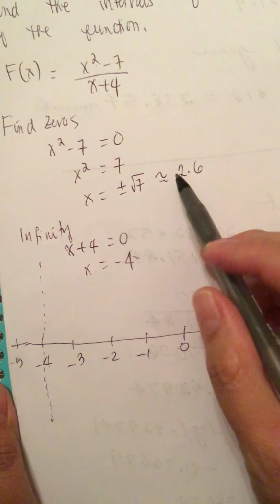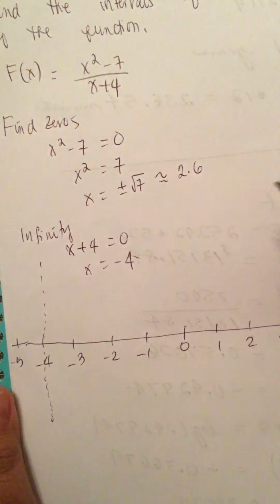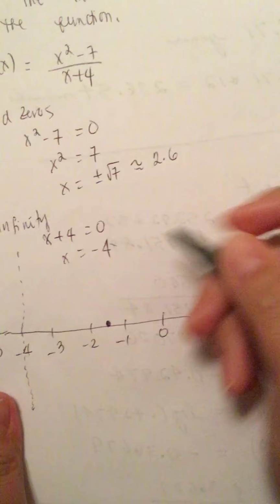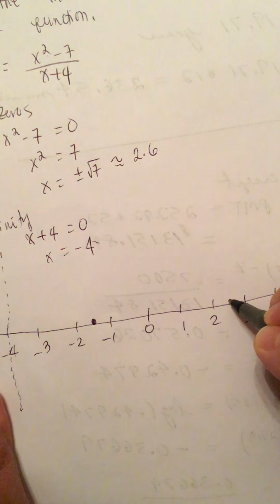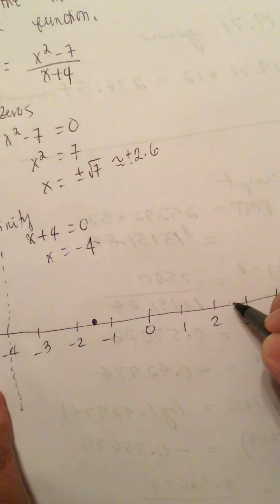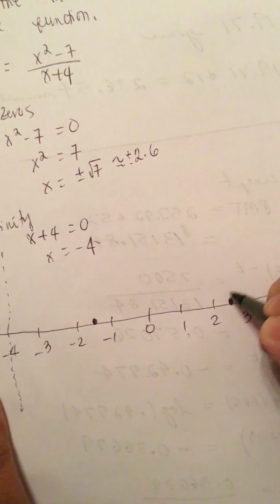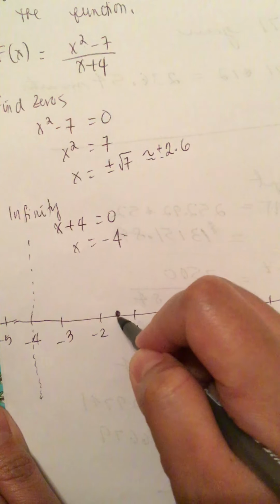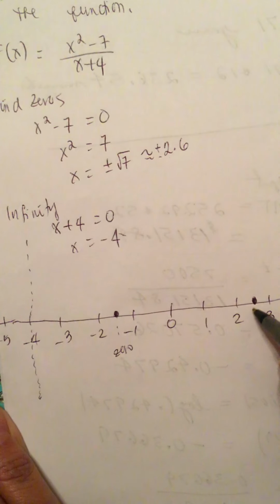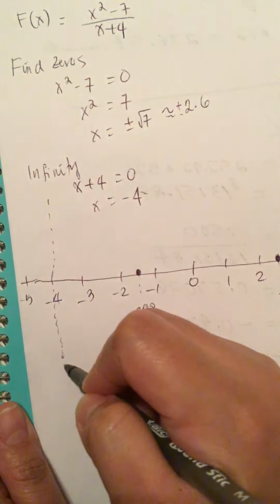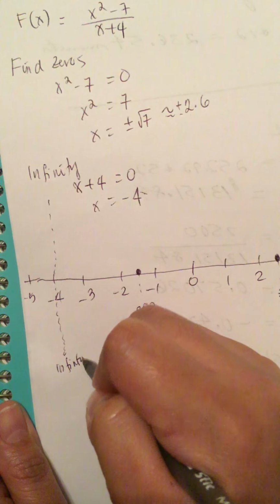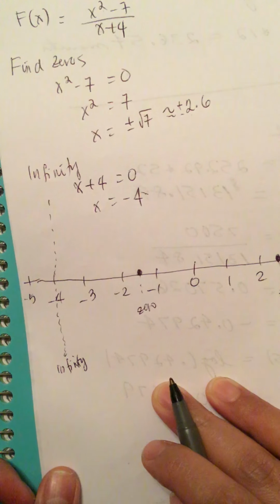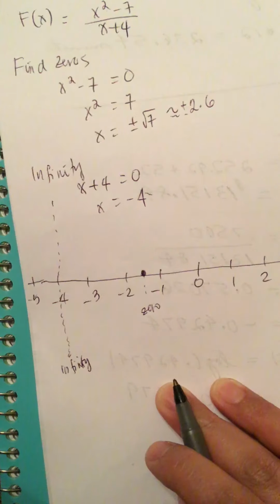and the zeros are at plus and minus 2.6, so it's roughly about here. So here's the one zero, and the other one is 2.6. So this is plus and minus 2.6, so it's about right here. So let's label it. These are the zeros, and this is also a zero, and this is the infinity line.